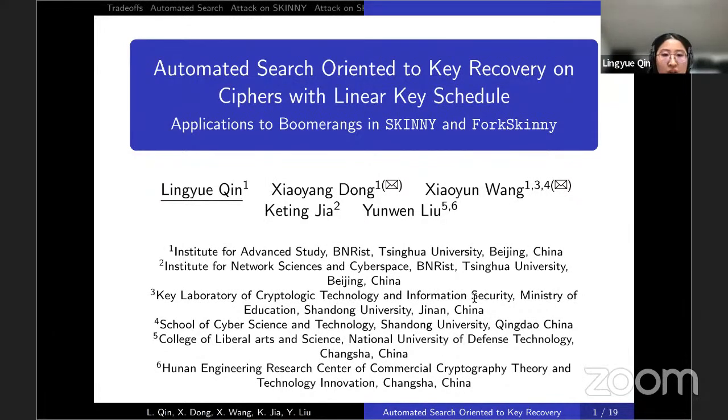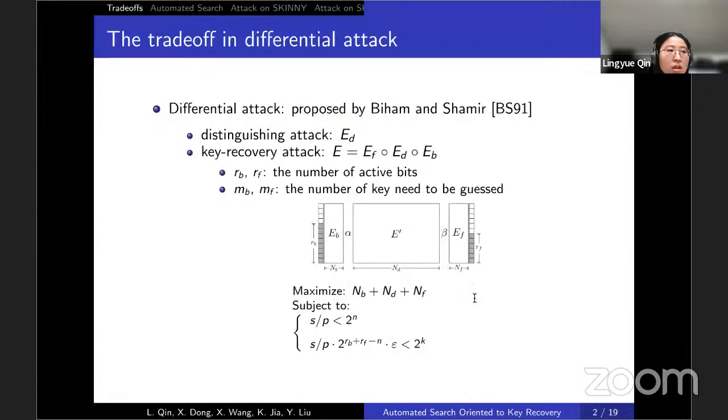This is a joint work with Xiaoyang Dong, Xiaoyun Wang, Keting Jia, and Yunwen Liu. Differential attack is one of the most successful cryptanalysis techniques. In distinguishing attack, good differentials are those covering the highest number of rounds or with the maximized probability. For key recovery attack, the attacker needs to append several extra rounds EB and EF to recover the keys. A good key recovery attack often requires a comprehensive trade-off between the key recovery and the differential.